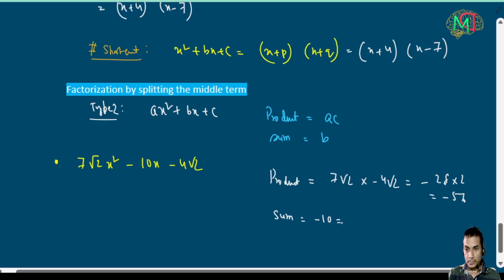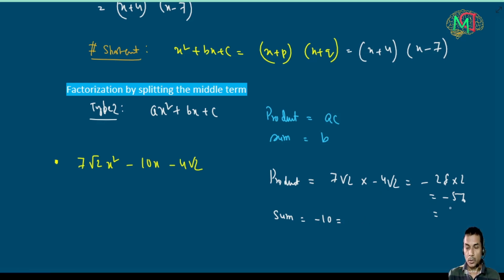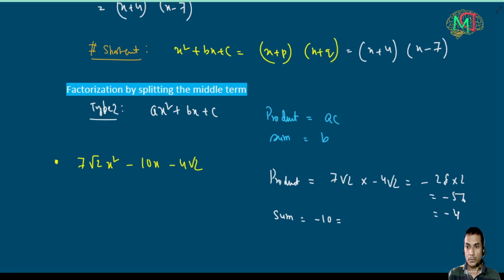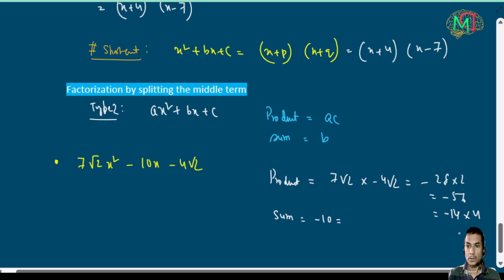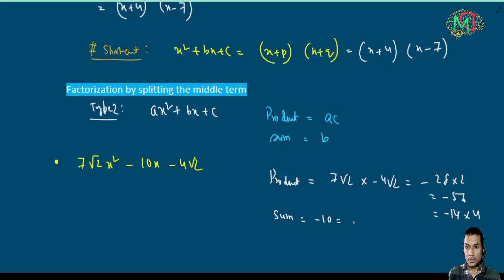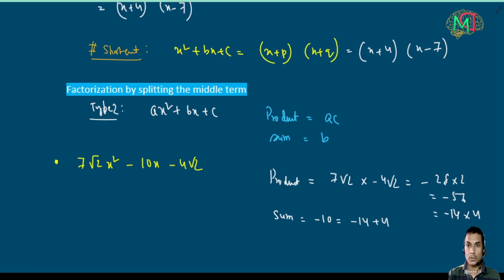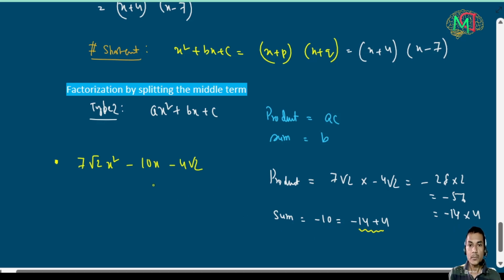So now we have to split both the sum and this product. How can you do that? Since it is minus, always choose the higher value of the number with the minus sign. So 14 into 4, 14 into 4. Clear? And here we can also get the same result. If we split like minus 14 plus 4, we get minus 10. So my assumption is correct. This split is correct, so we can apply this here.